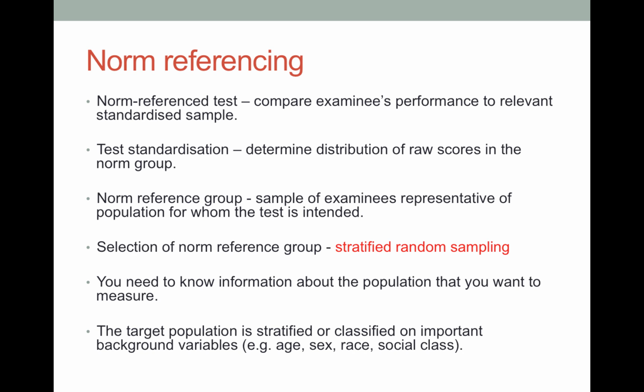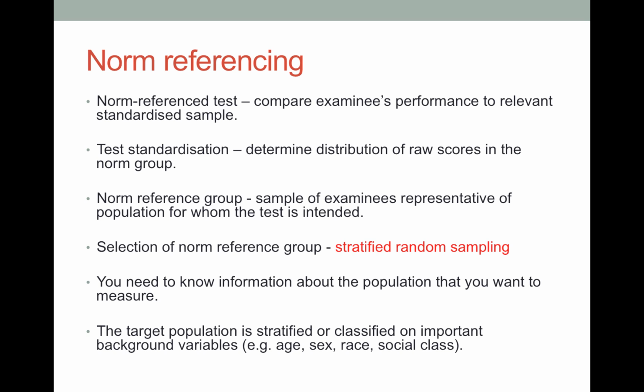So, a norm-referenced test is useful for comparing the examinee's performance to that of a relevant standardised sample. The objective of test standardisation is to determine the distribution of raw scores in the normed group to derive scores known as norms. So a norm reference group is a sample of examinees who are representative of the population for whom the test is intended.